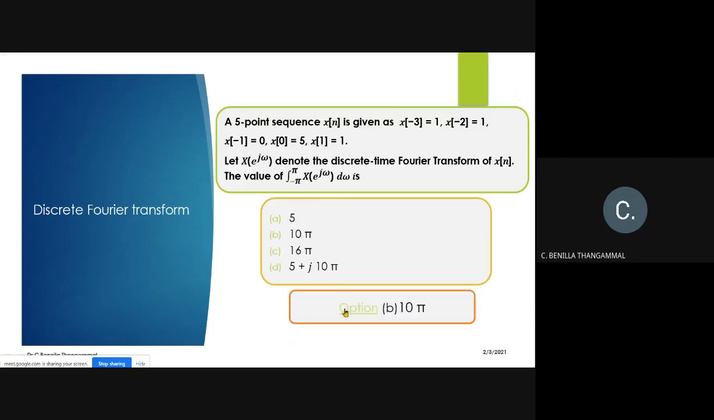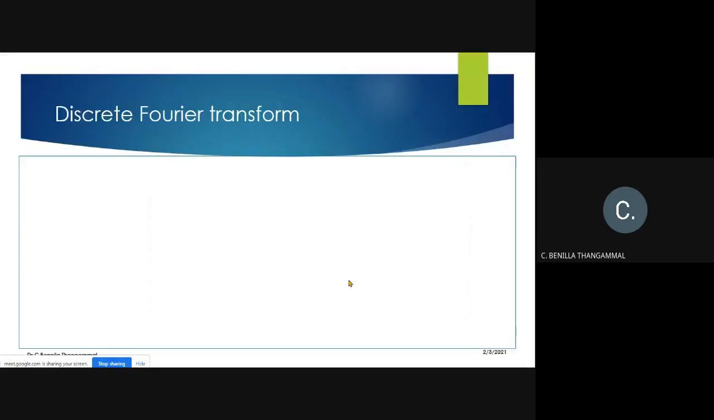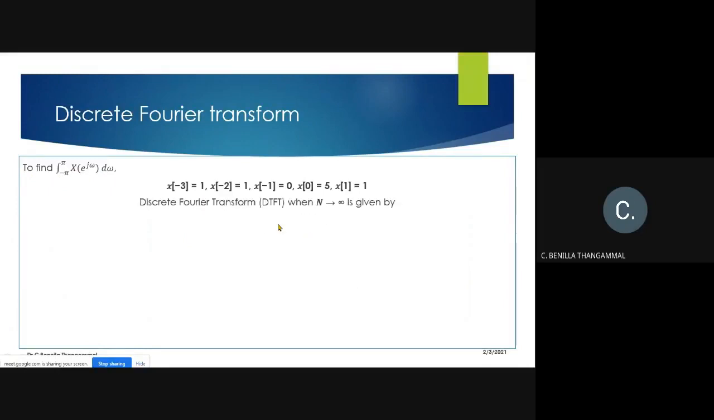Now we can see how to find this. They ask you to find integration minus pi to plus pi X of e power j omega d omega, and they have given your x of minus 3 to x of 1 values. Here we are going to take the DTFT for n equal to infinity, which is given by x of n is equal to 1 by 2 pi integration minus pi to plus pi X of e power j omega e power j omega n d omega. So we are taking the inverse formula as they ask you to find integration minus pi to plus pi X of e power j omega d omega.